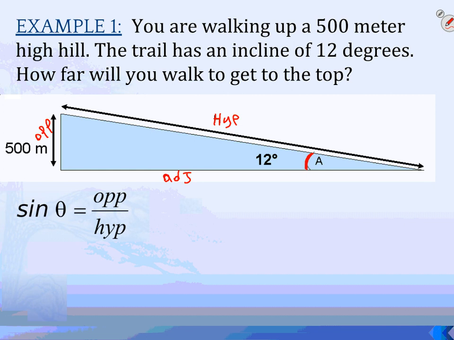So to pick the trig function you're going to use, you have to look at what you have and look at what you want. So we have the 500 meters on the opposite side. So we have the length of the opposite side, and we want the hypotenuse. So because we have the opposite and we want the hypotenuse, we have to use the only trig function that has those two in it, which is the trig function written for the sine of the angle.